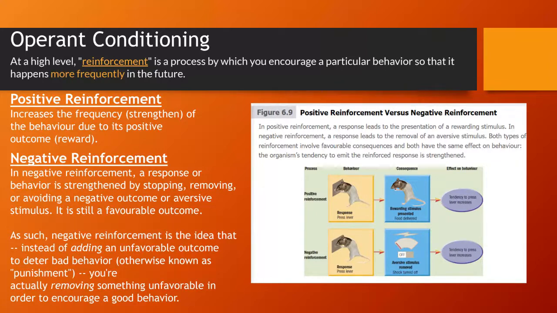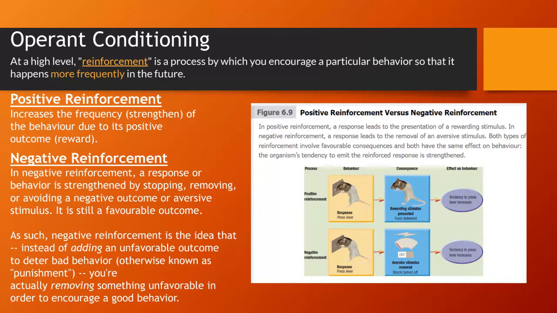And negative reinforcement. Now just be careful, and you'll see this now, there's a difference between reinforcement and punishment. Do not get the two muddled up. There's a very big difference between them, and I will explain it. So positive reinforcement is about increasing the frequency of behavior due to its positive outcome. Okay, a reward that happens. Negative reinforcement is a response or behavior that's strengthened by stopping or removing a negative outcome. So if something happens and the outcome of that behavior is negative, the behavior would be strengthened. Okay, we're removing something negative from the environment.